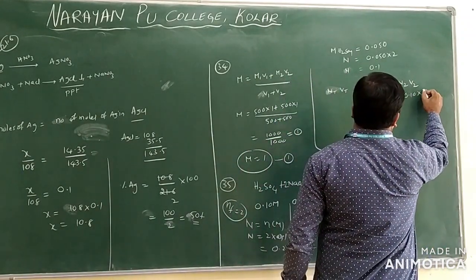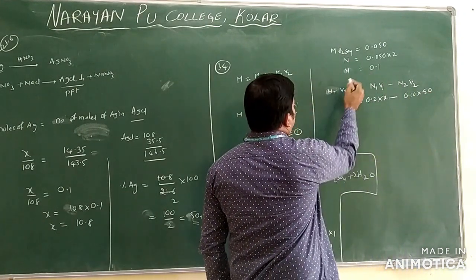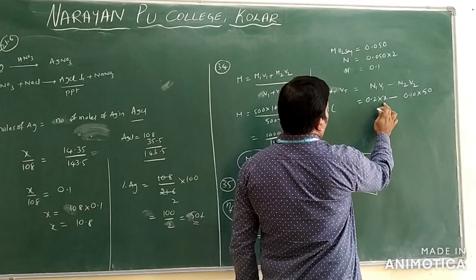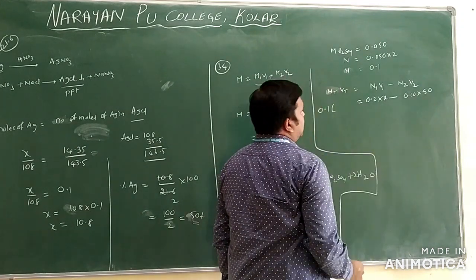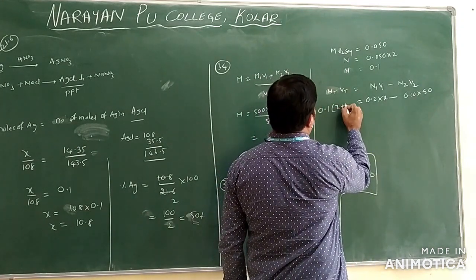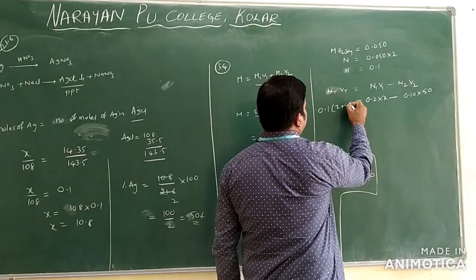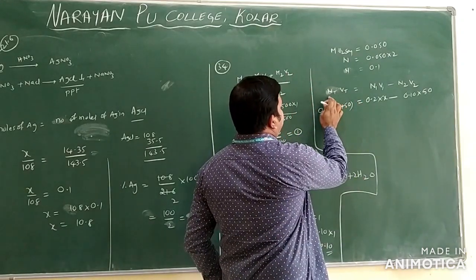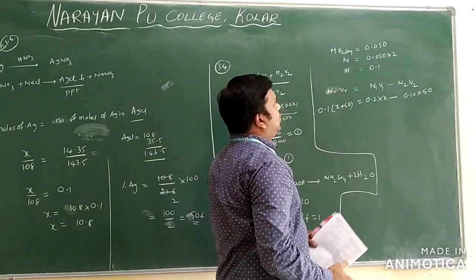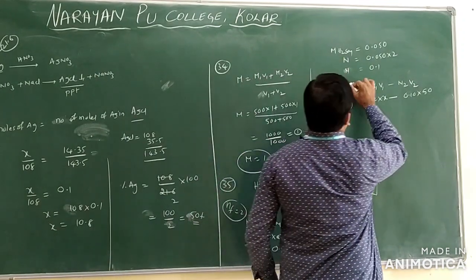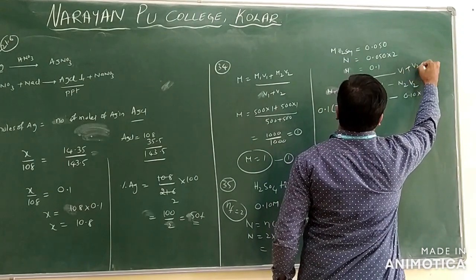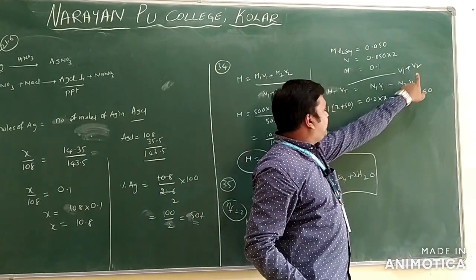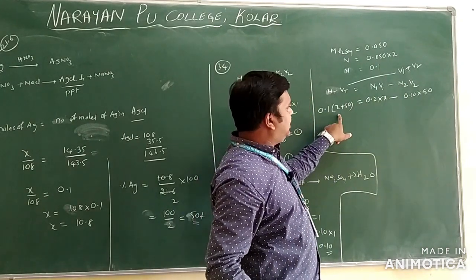The volume of NaOH is 50. The resulting normality is 0.1, into the total volume. V1 is x and V2 is 50, so you write x plus 50. Again, I am repeating: the total volume is V1 plus V2, where V1 is x and V2 is 50. So I am writing 0.1 into (x plus 50).